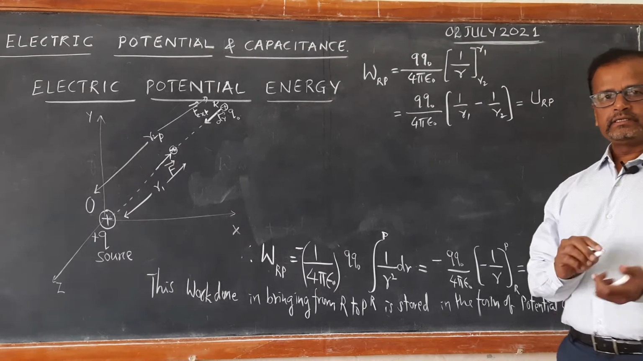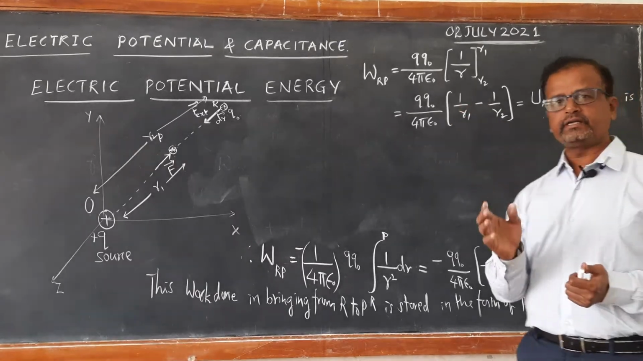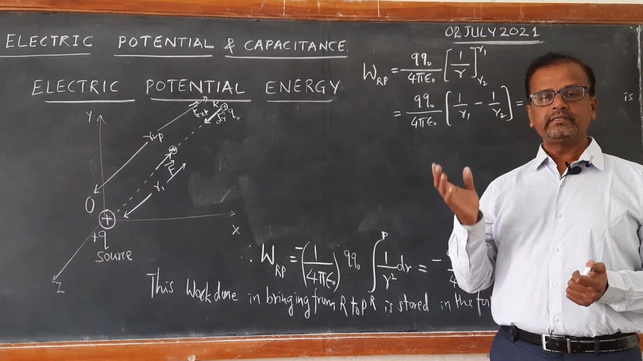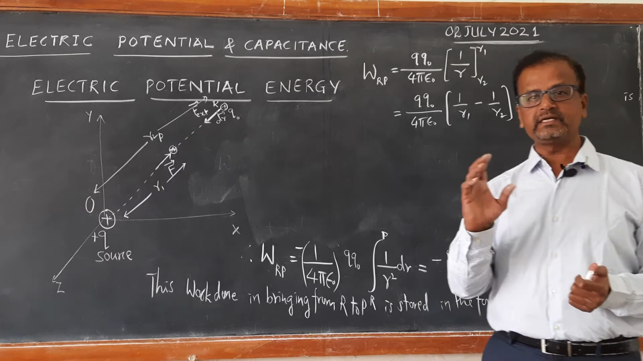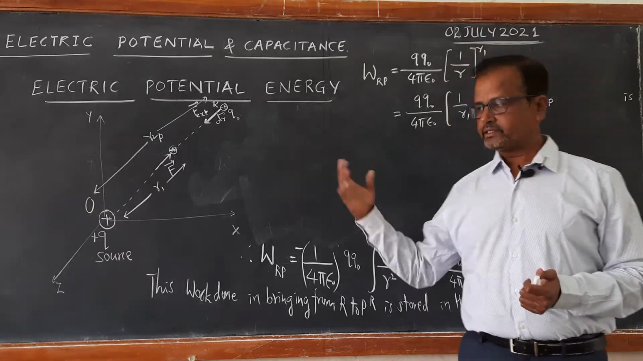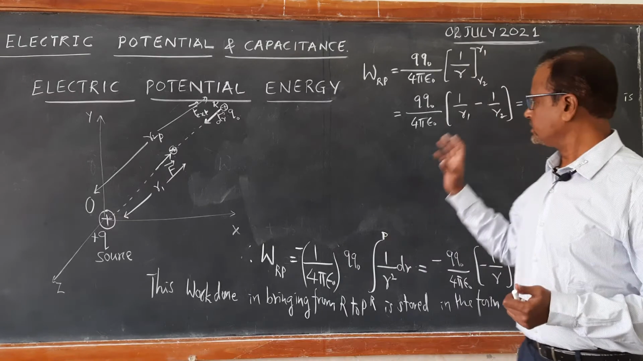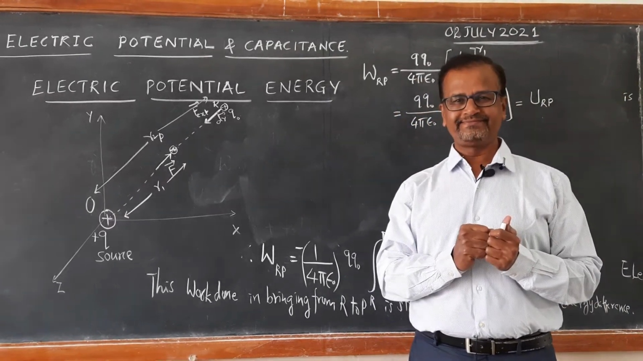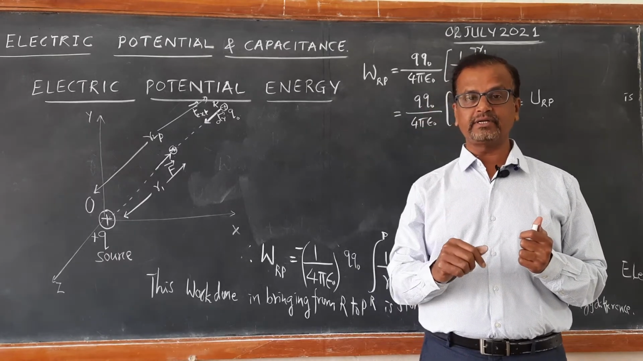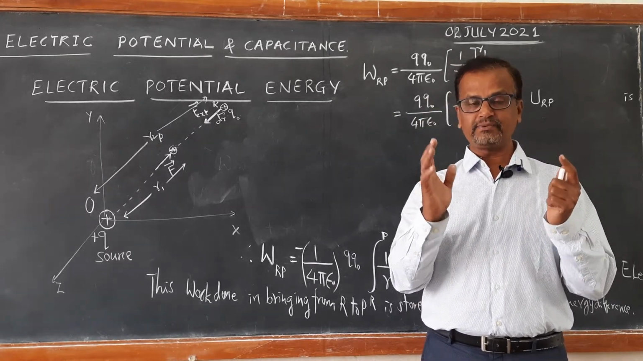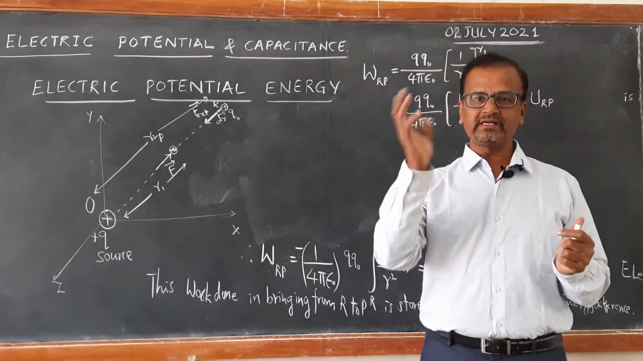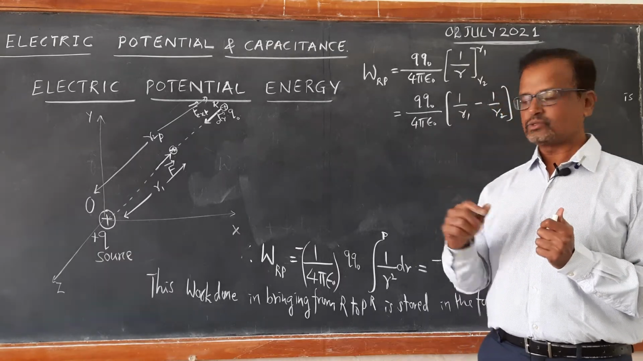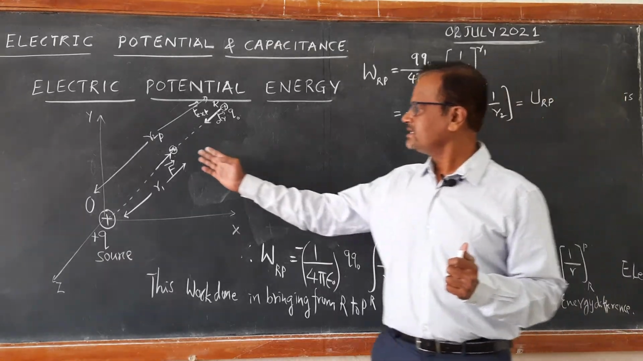Yesterday I substituted a negative sign here. The negative sign is for gravitational potential energy, where the work is done against an attractive force. Here the work is done against a repulsive force. Therefore, the potential energy in the case of a repulsive force is positive. In the case of gravitational potential energy, it is negative because the work is done against the attractive gravitational force. In this case, the work is done against a repulsive force.